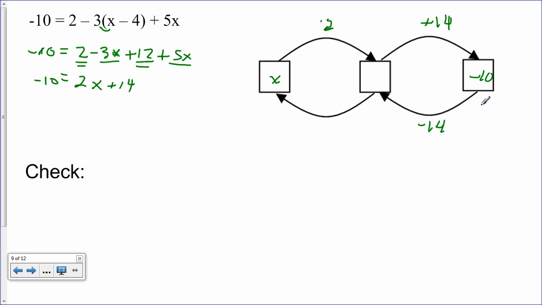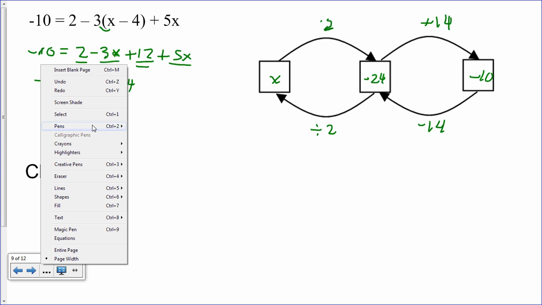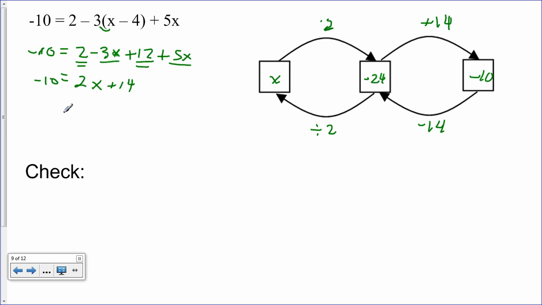Counteract the plus 14 by subtracting 14. Negative 10 minus 14 is negative 24. Negative 24, undo times 2 by dividing by 2. Negative 24 divided by 2. So let's go red again for my solution. So we think that x equals negative 12.